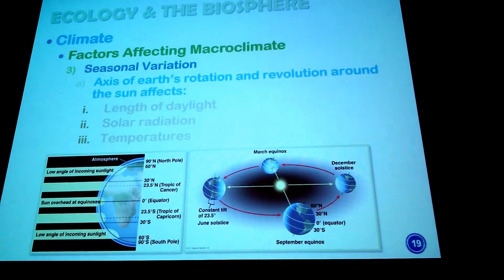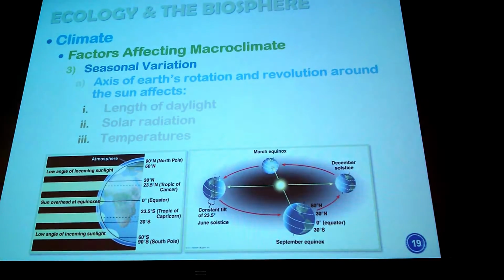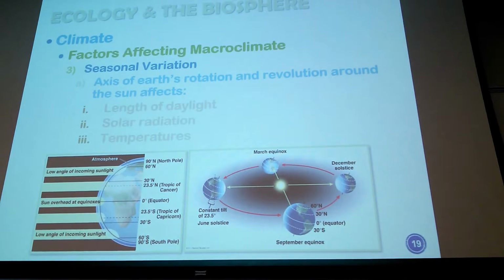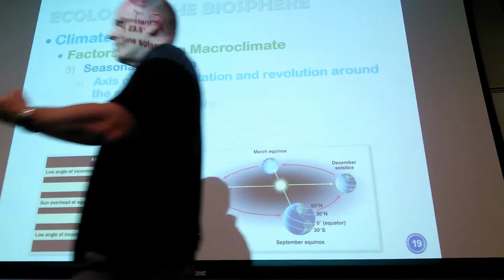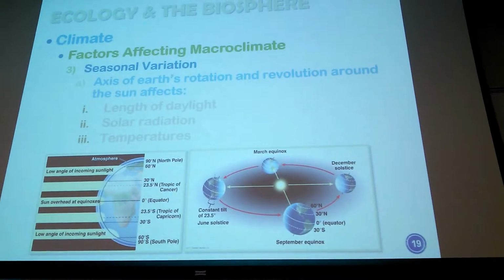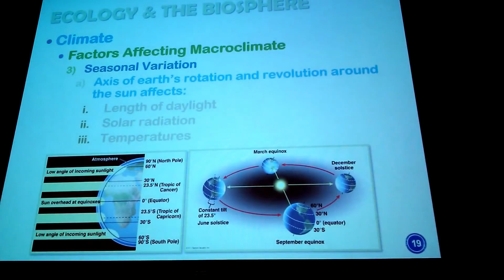One of the things that affects macroclimate is seasonal variation. We have 4 seasons. I know out here it doesn't seem like it. You think we just have 2, a cool summer and a hot summer. Other places they actually have spring, summer, winter, and fall. The axis of the Earth's rotation and revolution around the sun affects length of daylight, solar radiation, and temperatures.